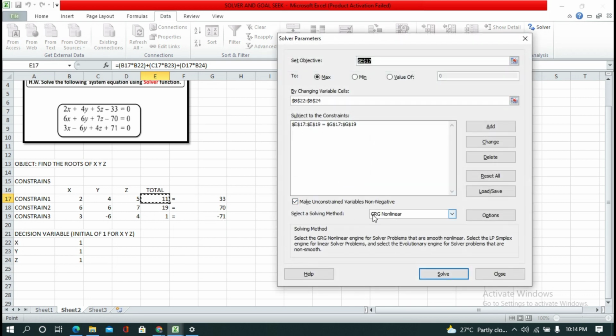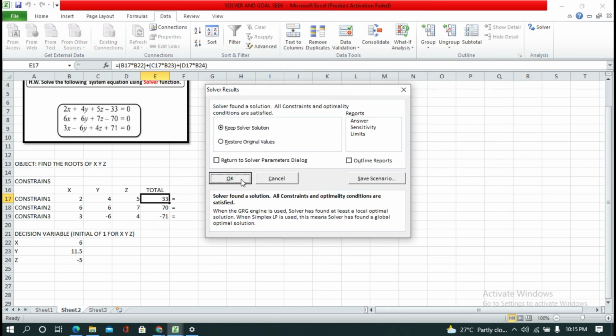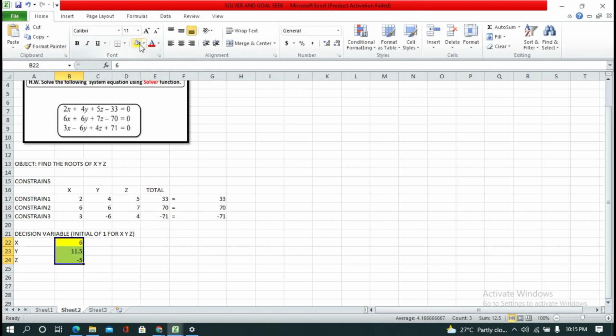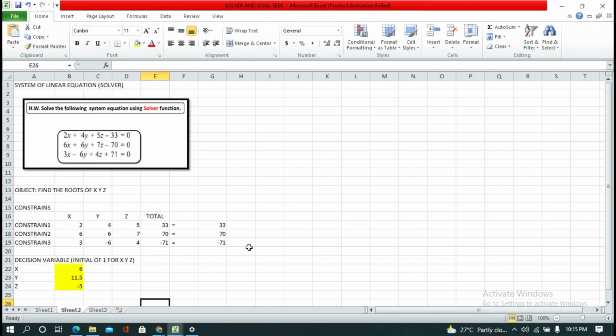This total should be equal to this cell. Then okay. Since this is a simple linear problem, we can remove this check, because as we all know, roots can also be negative. Then click Solve, then okay. So our roots are: for x we have 6, for y we have 11.5, then for z we have negative 5. We can highlight this and put some color to emphasize the values. Then that's it. So this is for the system of linear equations using the Solver of Microsoft Excel.